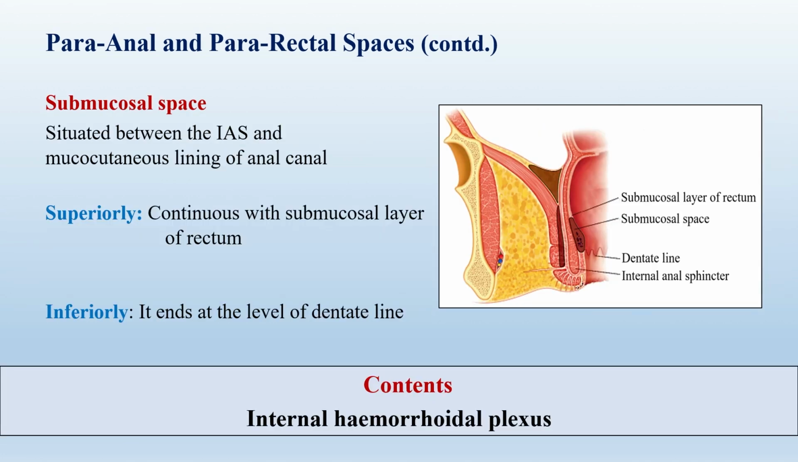Submucosal space. We know that this is a continuation of the rectum and it ends at the dentate line. Now, two important structures are present. One is the submucosal glands, which are present in 80% of patients. And secondly, we have the internal hemorrhoidal plexus, the superior hemorrhoidal plexus, from where we get the internal hemorrhoids. So these are two important structures lying over there.